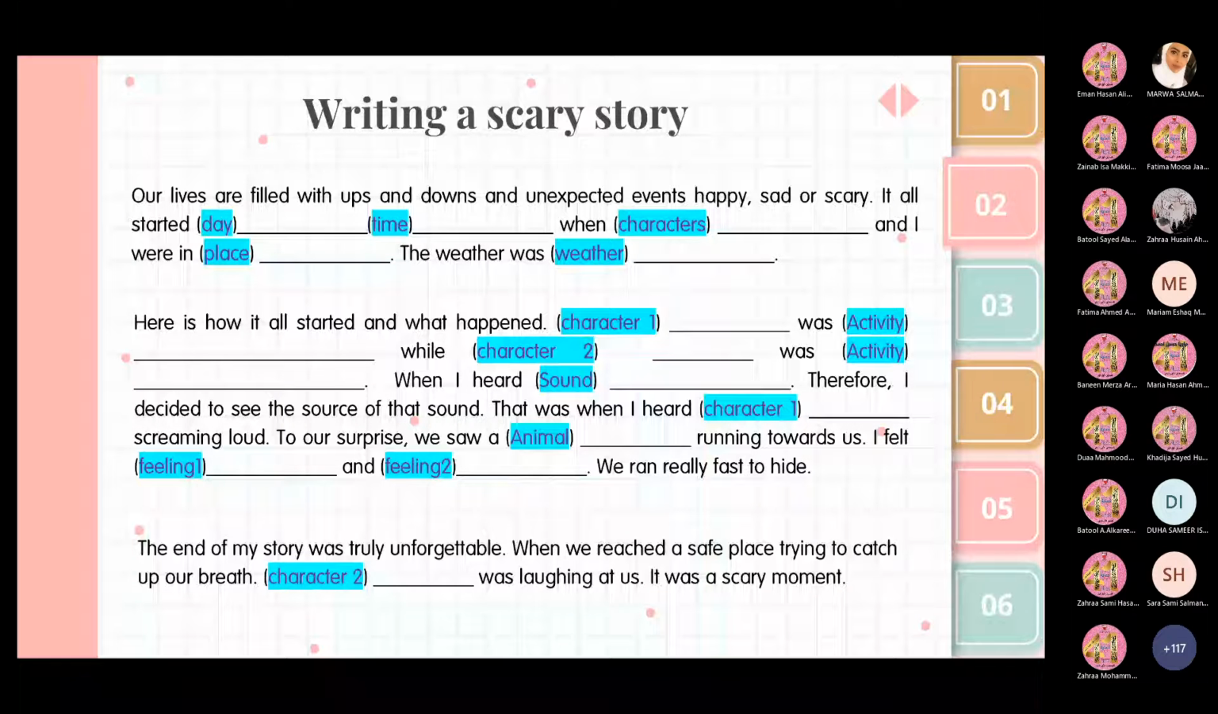When we reached the safe place, trying to catch up our breath, Sarah was laughing at us. It was a scary moment. And that's it for writing a scary story. I hope you benefited from this revision.